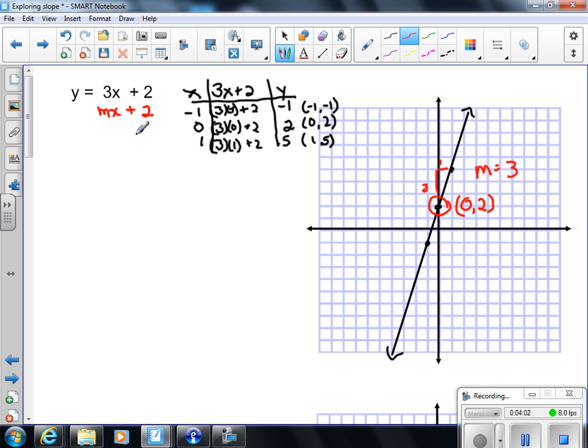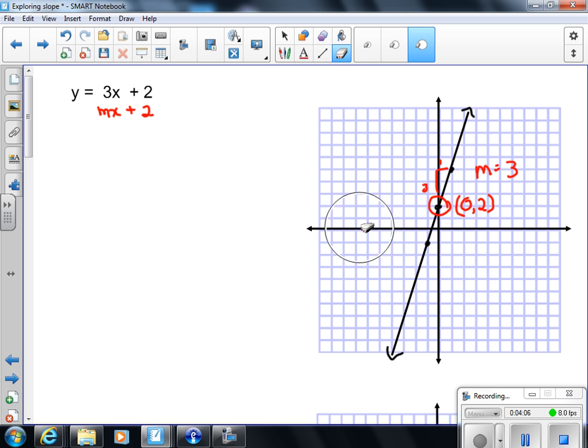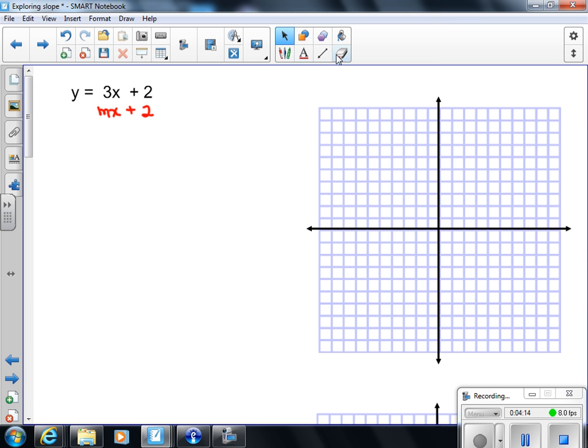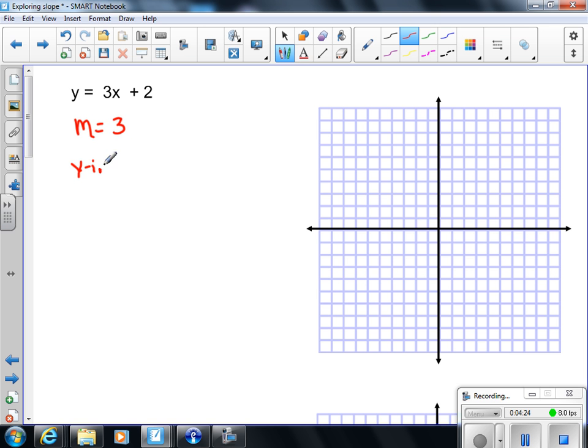So from that, we could have taken a shortcut rather than make this t-chart. I'll show you how to graph our equation just given this information. We can identify our slope is 3, and our y-intercept is 0, 2, which we often call the b.